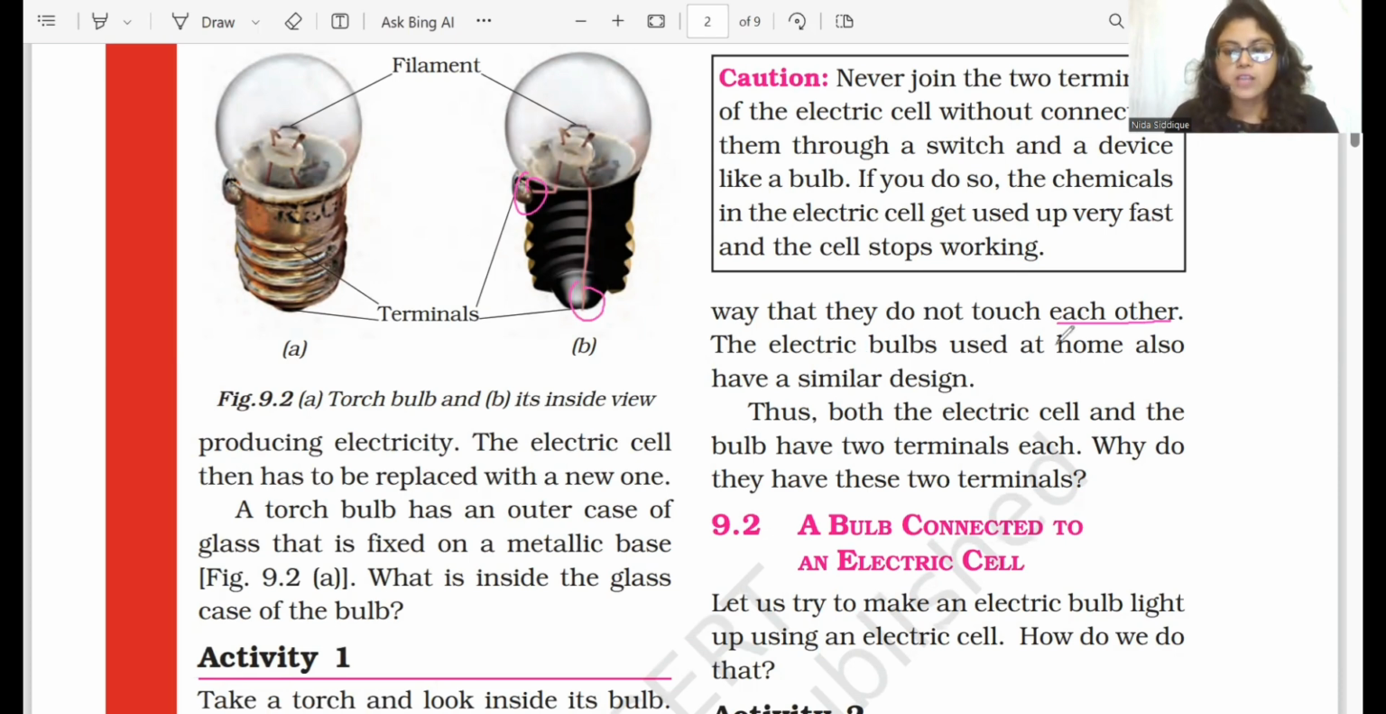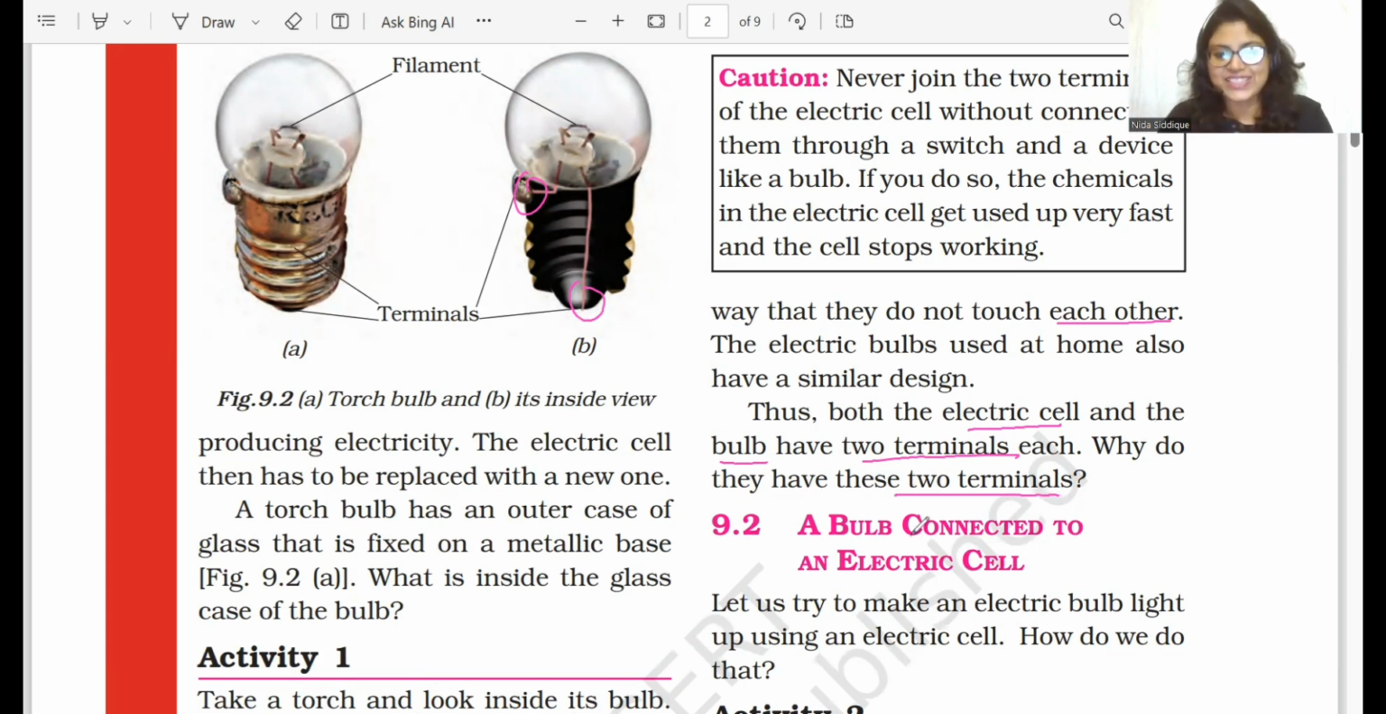The electric bulbs that are used in a house also have the same design. They also have a filament. Whenever we switch on, the filament glows and produces light. So both the electric cell as well as the bulb have two terminals. Even the electric bulbs in our homes have two terminals, one positive and one negative. Now the question arises, why do they have these two terminals?